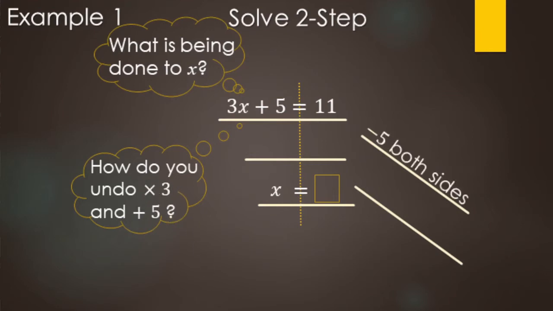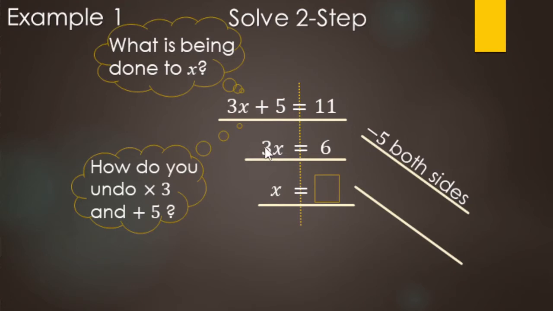So here we go. Start out by subtracting 5 from both sides. So we have 3x plus 5 minus 5. Plus 5 minus 5 is 0. So we're just left with 3x on the left. And then on the right-hand side, 11 minus 5 makes 6. So remember our addition and subtraction property of equations, we can add or subtract the same value to both sides.